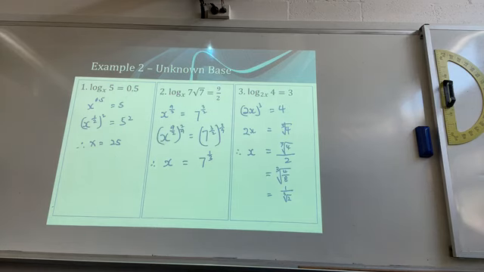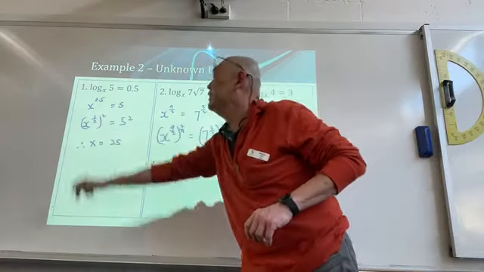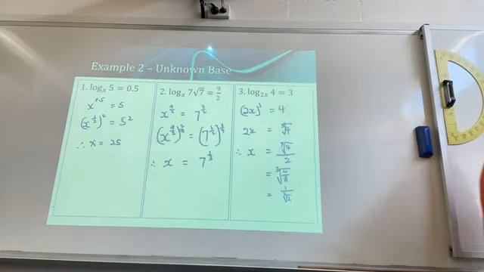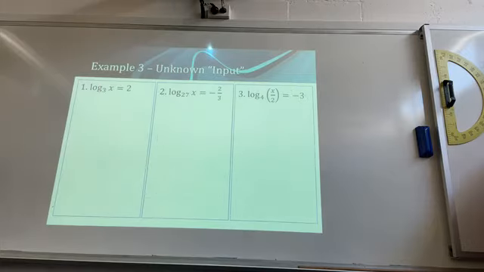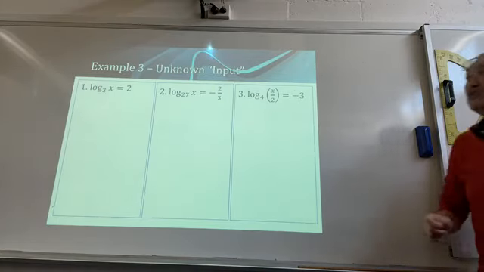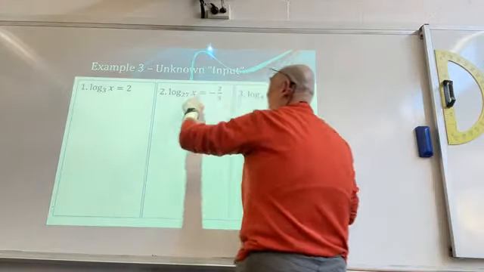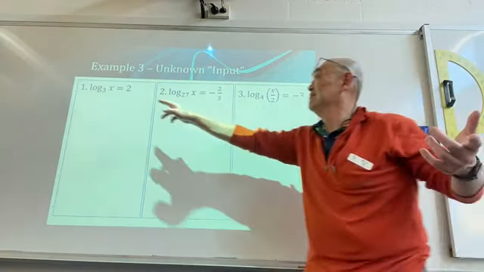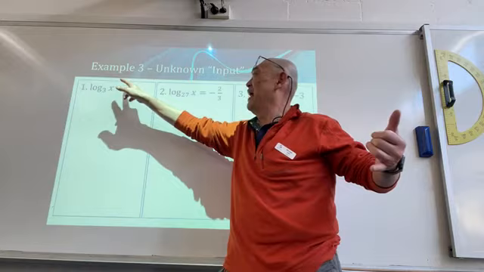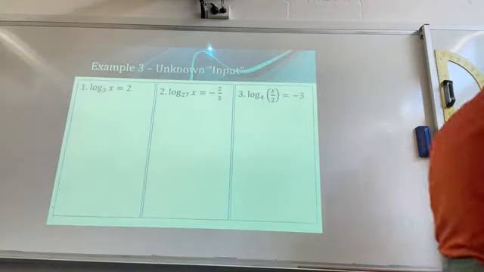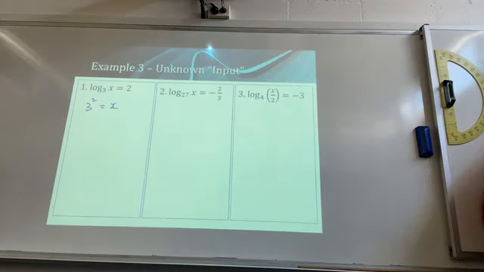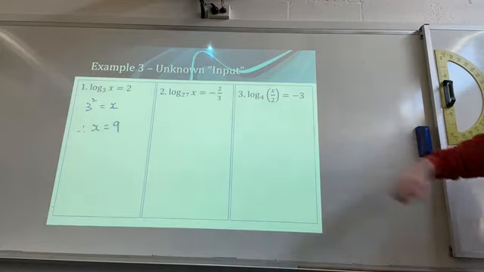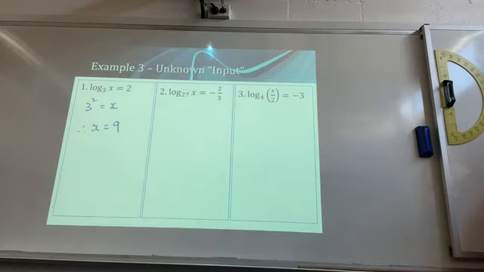This is the unknown base. So if you have an unknown base, what you need to do is make it exponential. The next one, unknown input. So we don't know what is there. How do we solve it? Just don't simplify. So 3 to the power of 2 is x. So therefore x is 9. Try the others, please. Very quickly.